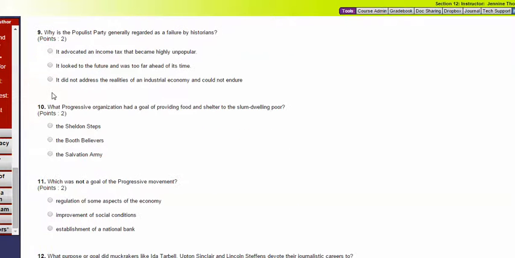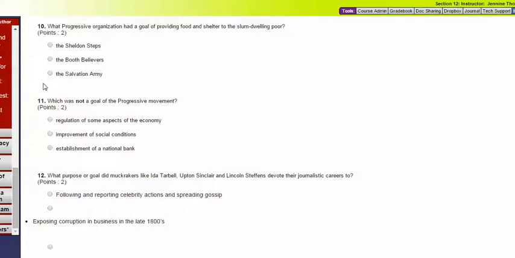Number 9, why is the Populist Party generally regarded as a failure by historians? It advocated an income tax that became highly unpopular. It looked to the future and was too far ahead of its time. It did not address the realities of industrial economy and could not endure.